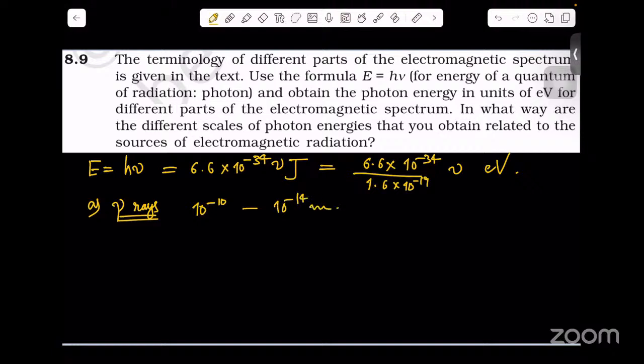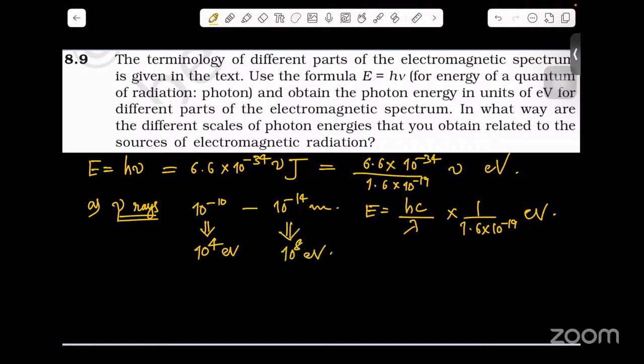Okay. So the energy we can write as hc upon lambda, into 1 upon 1.6 into 10 raised power minus 19 electron volts. So if you substitute, you will get this as 10 raised power 4 electron volts and this as 10 raised power 8 electron volts. Okay. For gamma rays.